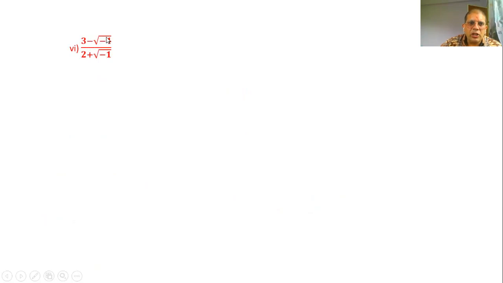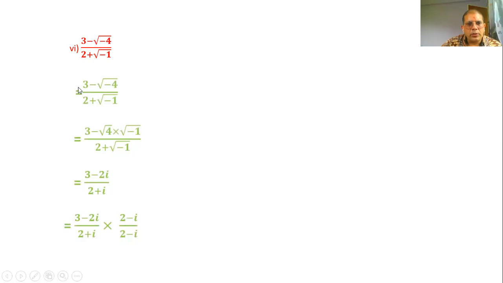Like this way. And how can you remove this symbol? You should have root under -1 and another number, so you can break it like this. Here your question: (3 minus root under 4 into root under -1) divided by (2 plus root under -1). In the place of root under -1, you can write i. It is 2i, and it is 2 plus i. Now do rationalize. It is (3 minus 2i) by (2 plus i), multiplied by (2 minus i) by (2 minus i).